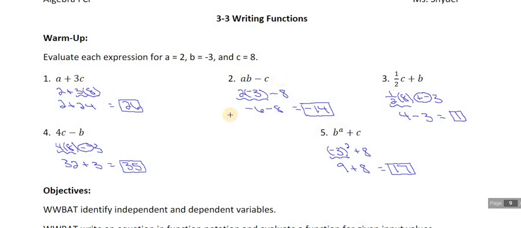So take a minute to check your solutions, the values of each of these expressions. Be careful in number 5. When we are squaring a negative number, it means we're doing -3 times -3, which is a positive 9.